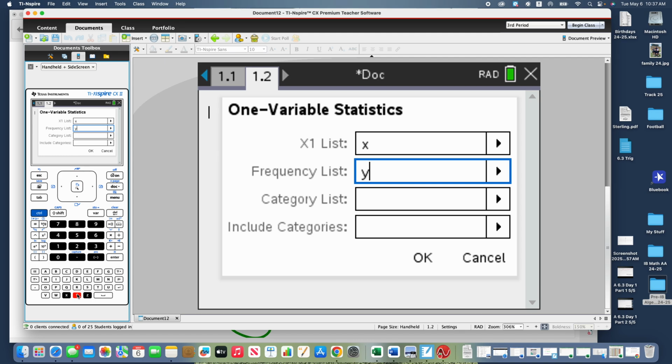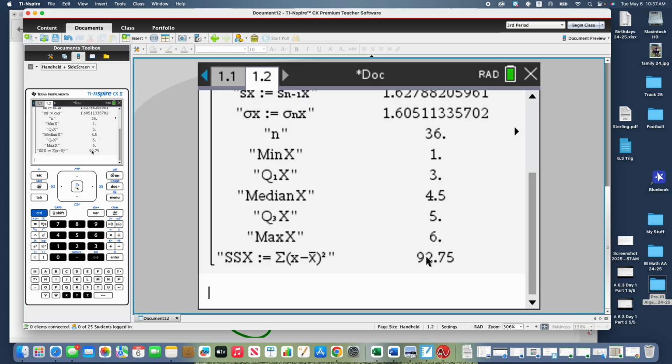If you leave that frequency list as a 1, then it's going to take each of the x's that you put and only count them once. But I don't want that to happen. I want it to count each one y times. If I do that, I hit OK, and it gives me a lot of data. We notice that the median is 4.5, that's what we got by hand. We notice that Q1 was 3 and Q3 was 5, which we got by hand as well.